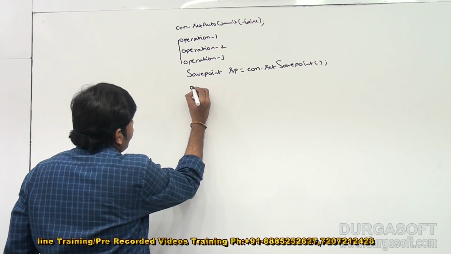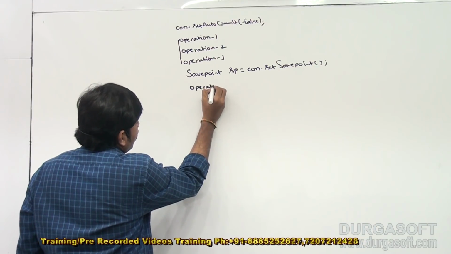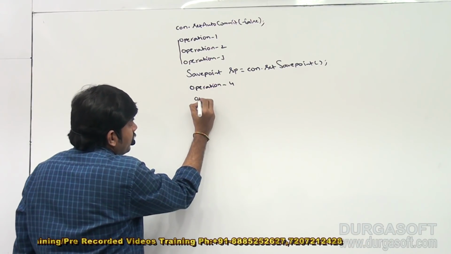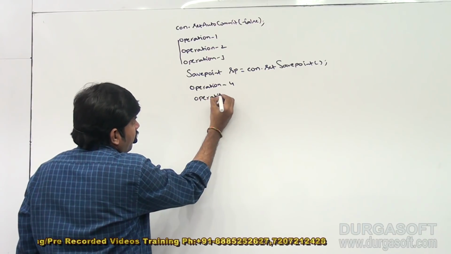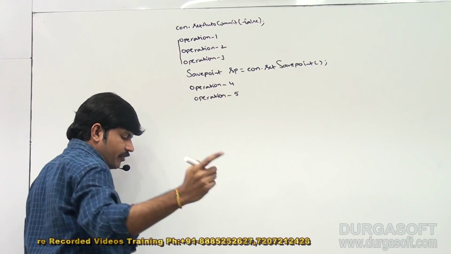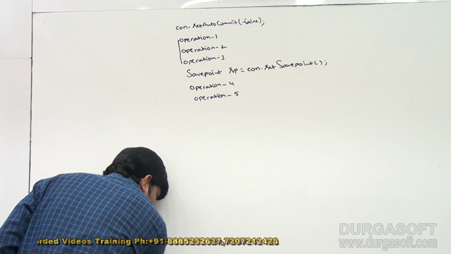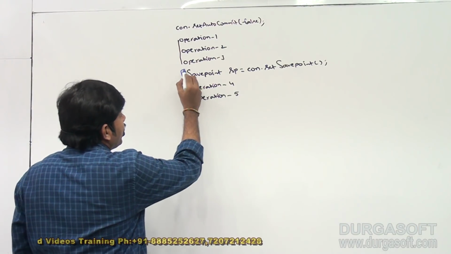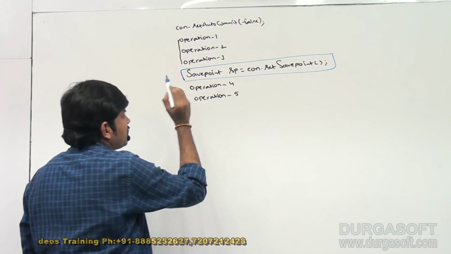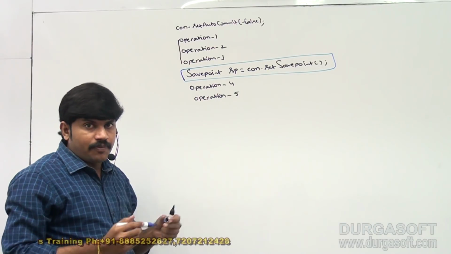Now I'm performing some more operations: operation 4, next operation 5. Can you please tell, after setting the save point, how many operations I did? Operation 4 and operation 5.